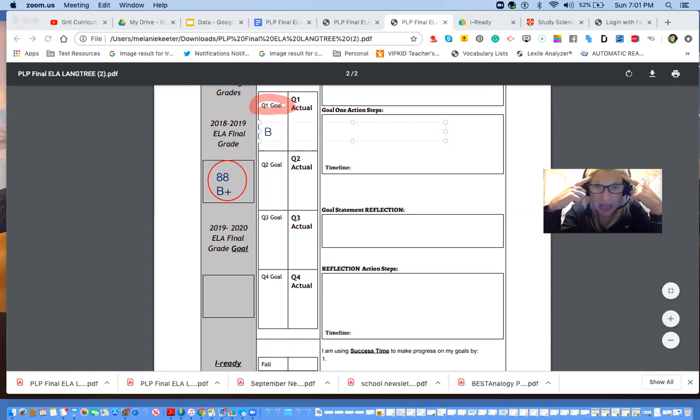Now, I want you to think about your SMART goals, okay? Because you are going to write a SMART goal for your grades, and you're going to write a SMART goal for your test scores, and you're also going to think of a success goal. So three goals before you finish today, all right? So let's go and look at your data piece here.